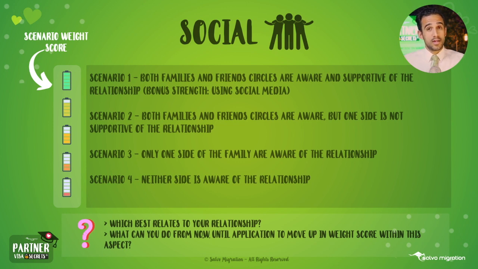So the other side are just not aware at all and obviously aren't supportive because they're not aware. And scenario 4 is neither side is aware of the relationship. Okay. So now what I'll say is that the social aspect, I feel, becomes most relevant in 2 scenarios. Firstly, in relationships where there's age gaps, I feel that the social aspect plays a larger role, particularly in ensuring you get supporting statements from those that are aware of the age gap and are willing to comment and talk about the age gap in their supporting statements.